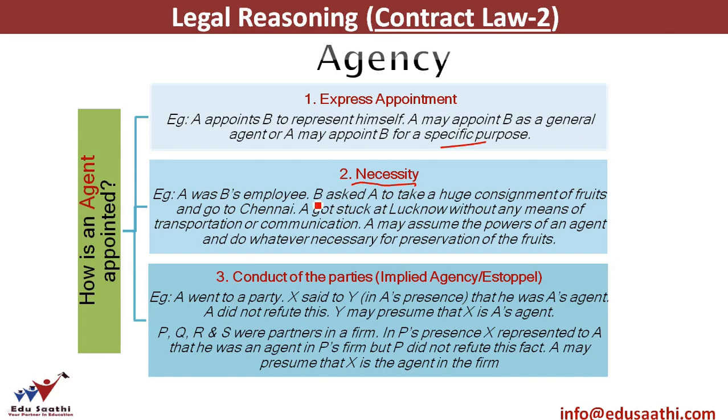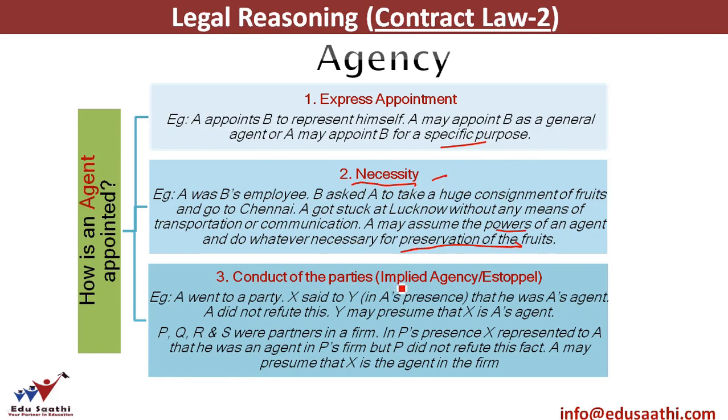B has not authorized A to do anything for the preservation of the fruits, but the situation has given him the powers. A may presume the powers of an agent depending upon the situation, that is necessity, because if he does not presume the powers of an agent to do the necessary things for preservation of fruits, the fruits may rot. So in this case, it arises out of necessity. It is not an express appointment.